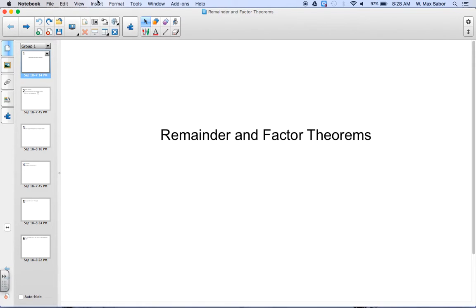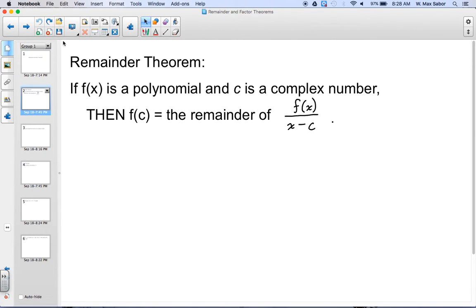So today we're going to go over the remainder and factor theorems. The remainder theorem says that if we have a polynomial and a complex number, we can figure out what f of that complex number is by dividing them and taking the remainder. So take a function, divide by a linear polynomial, and the root of that polynomial, the remainder of that division will be the same thing as if you plugged in c into the function.